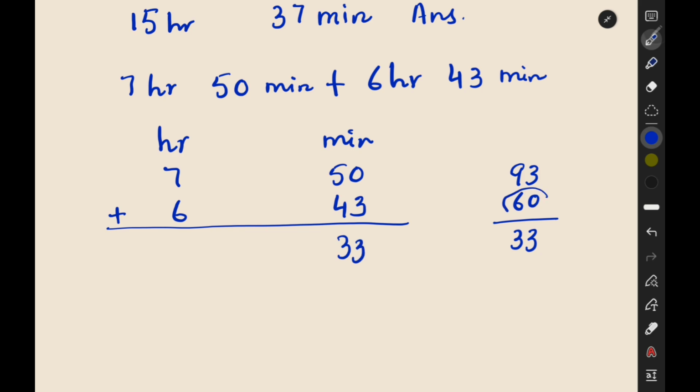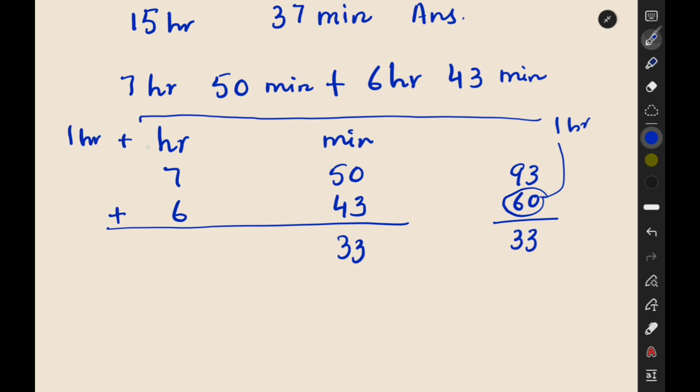The 60 which we have removed from 93 is equal to 1 hour, so it carries here, 1 hour. 1 hour plus 7 hours plus 6 hours, it becomes 14. So the answer will be 14 hours 33 minutes. So in this way we solve the addition of units of time.